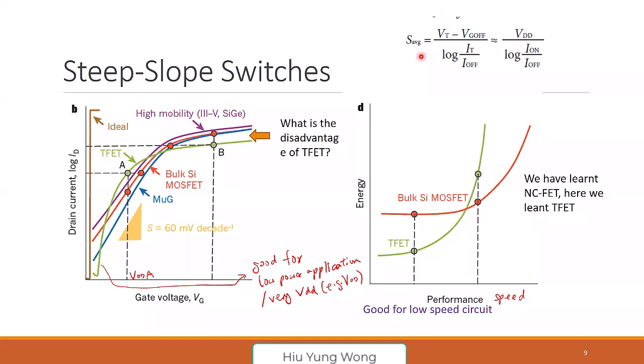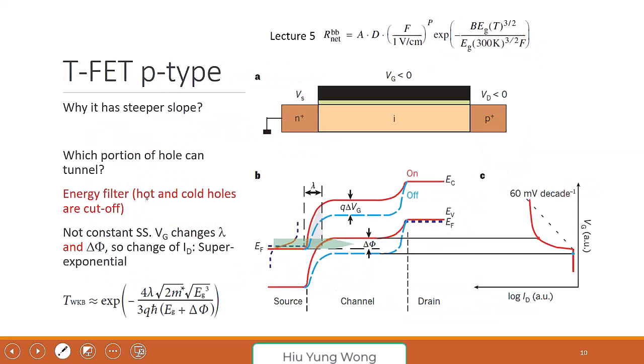Okay, and this is just a definition of the subthreshold slope. Never mind too much, I just give it to you. So let's start. What is the physics?